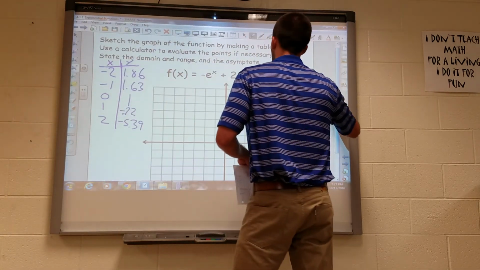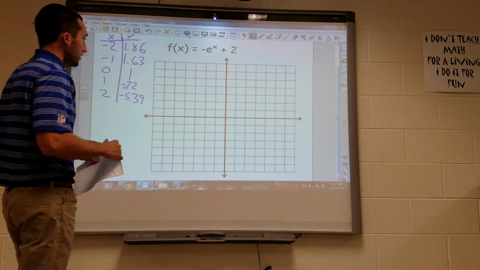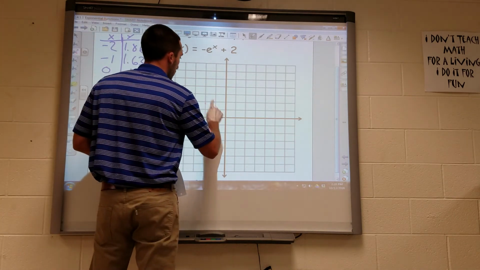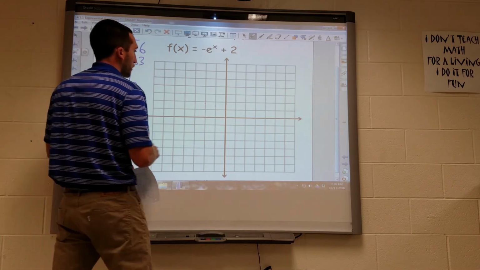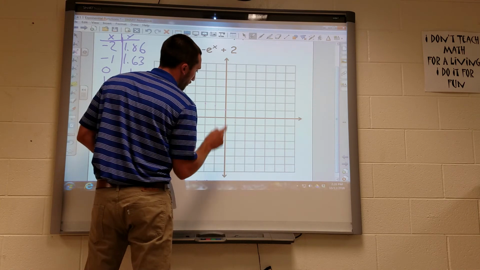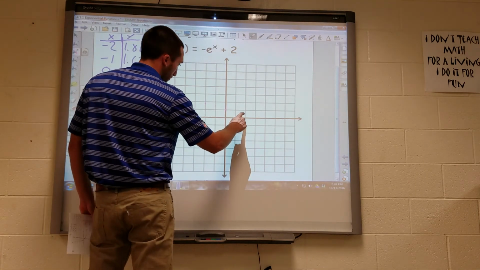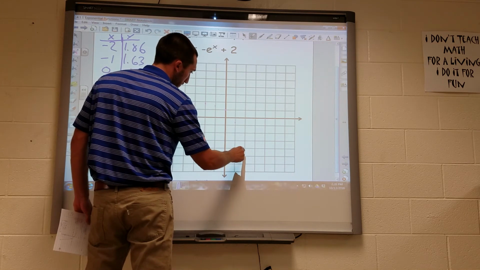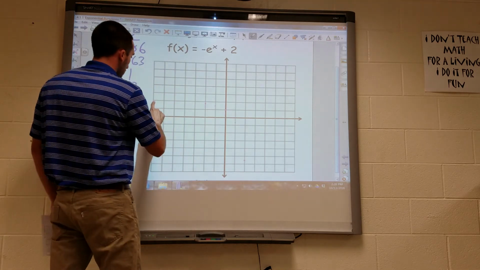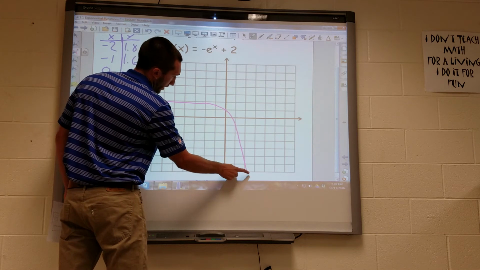So I'll go plot my points. -2, I get 1.86. -1, I get 1.63. 0, I get 1. 1, I get 0.72, so almost 1. And then 2, I get -5.39. So 1, 2, 3, 4, 5, and then a little bit more. So my e graph looks something like that.